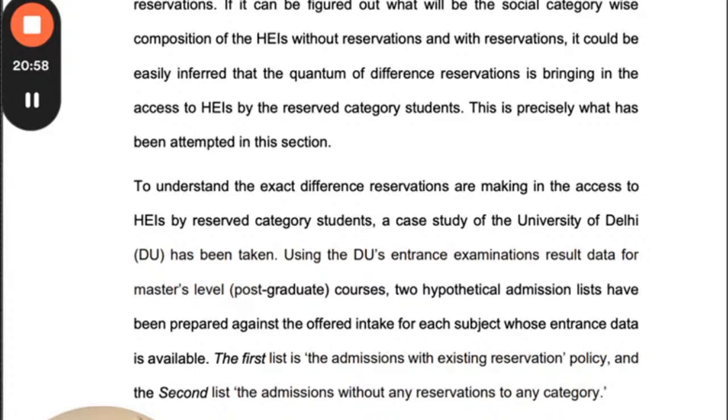He builds a hypothetical model for the DU entrance examination for 47 subjects. See, here the entrance examination is taken by all the candidates, the master entrance examination. So he downloaded all the mark sheets, and then what he did was he created a merit list purely based on marks. He removed all the categories and then arranged them in the descending order of marks, highest marks to lowest marks, and found out how many people from SC, ST, OBC would have got in if reservation were not there. So this is one important point which he did.